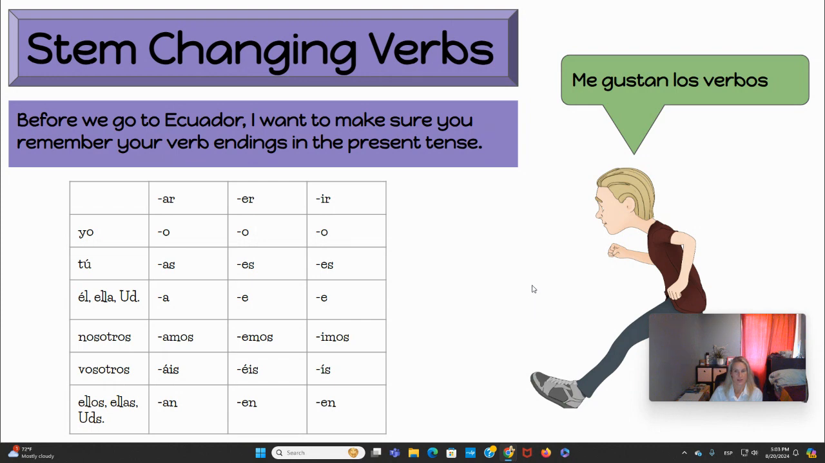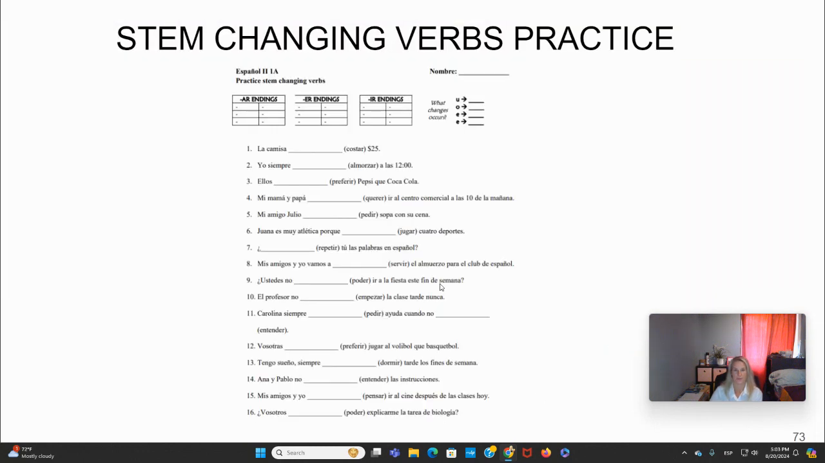All right, so here are the endings again. Endings are very important to your verbs. You want to make sure they match up. AR verbs have AR endings, ER verbs, ER endings, and IR verbs, IR endings. Okay, so here is your practice on stem changing verbs. If you could pause here and practice on your worksheet, then I will give you your answers and you can check them and see how you did.